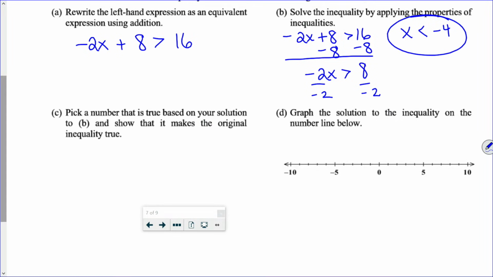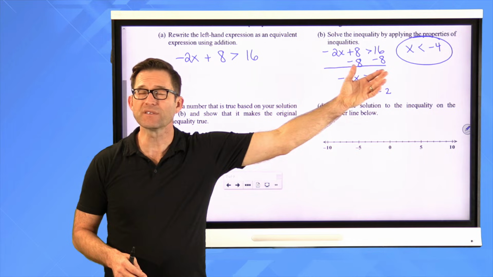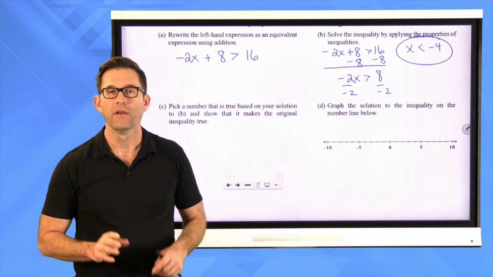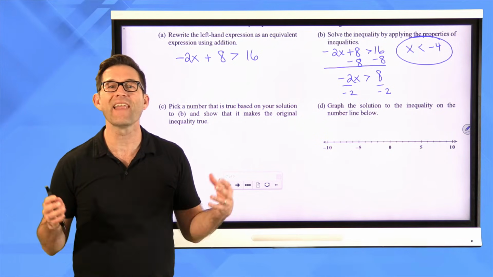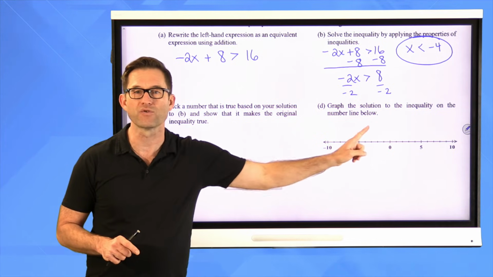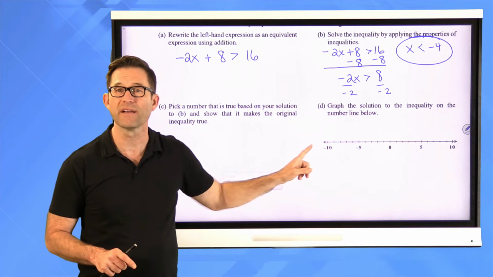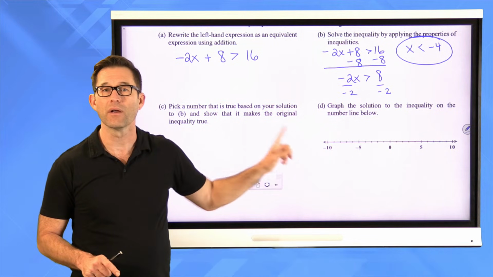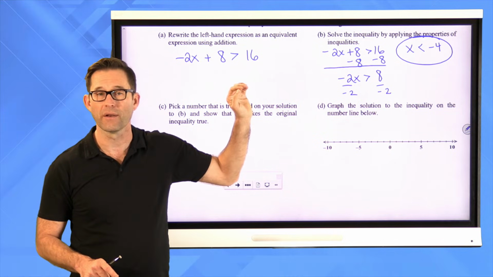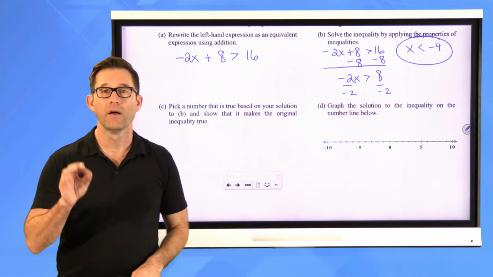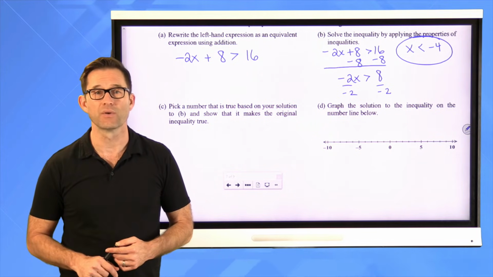Letter C. Pick a number that is true based on your solution to B and show that it makes the original inequality true. In other words, this seems to be saying that if I take any number that's less than negative 4, now think about that. Numbers that are less than negative 4 are numbers to the left of negative 4 on the number line. Negative 4 is right there. So any numbers that are out in here are left of negative 4 and should be less than it. So if I pick any numbers out in here and substitute them into the original inequality, they should make it true. Pause the video now and pick a number out there, substitute it into the inequality, and show that it's true.